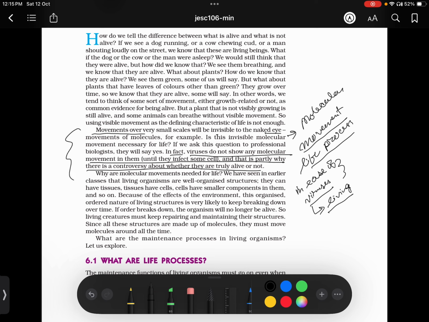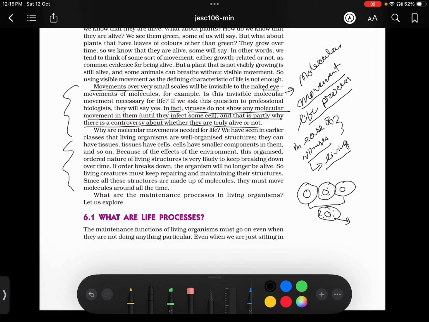Now, from this paragraph, they are saying that the movement and well-organized structures, that is tissues. Tissues have cells. Cells have smaller components in them. Understand that many cells make up a tissue. This is a single individual cell, and inside the cell there are other smaller structures. You have learned these things in your class 9.